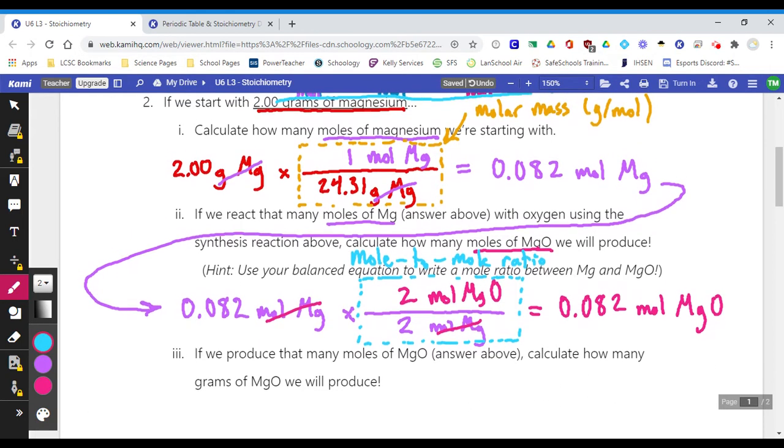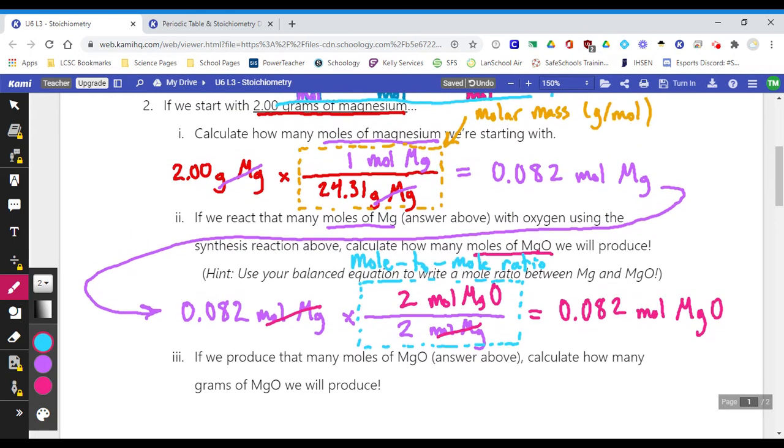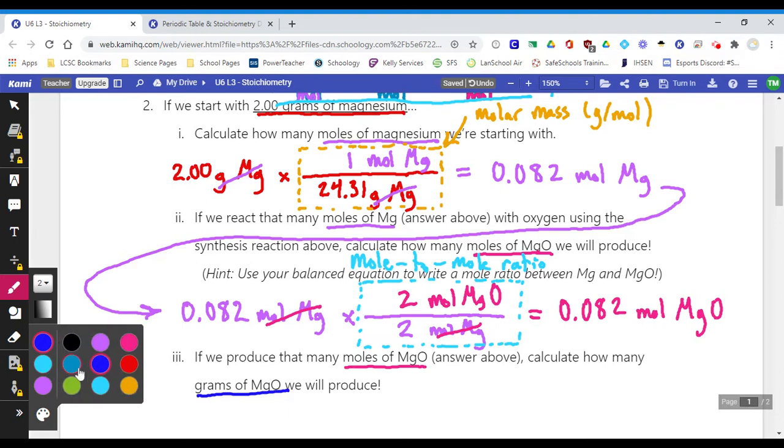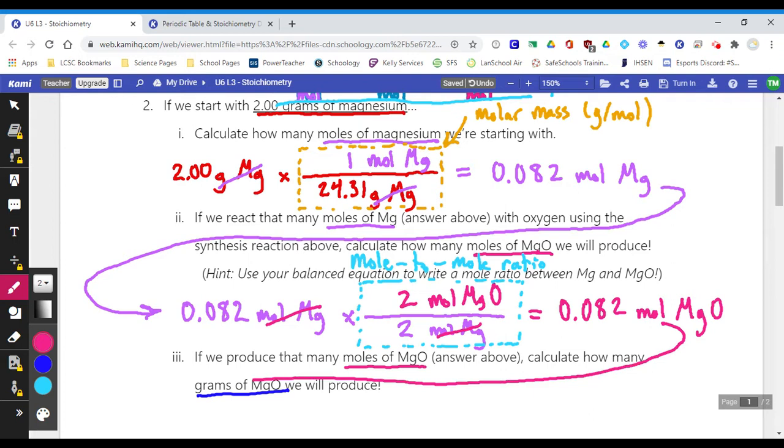If we produce that many moles of MgO, which is what we got here, calculate how many grams of MgO we'll produce. Okay, well, we got moles of MgO. Well, hey, we can go between moles and grams. We've done that before. We actually just did it up here, just going the other way, from grams to moles instead of moles to grams. So we're back in familiar territory again. Let's take this here and swing it down here. I want to convert my 0.082 moles of MgO into grams of MgO.